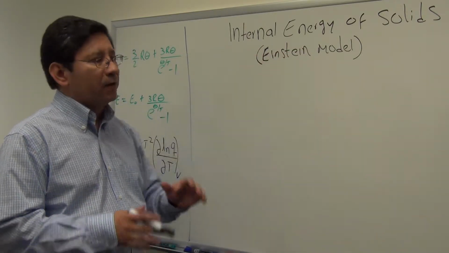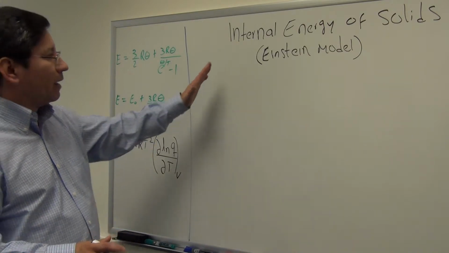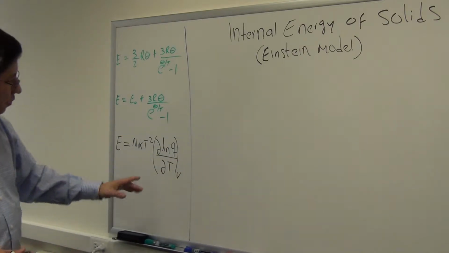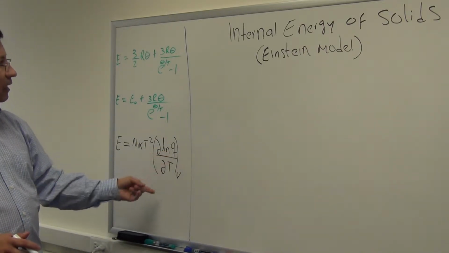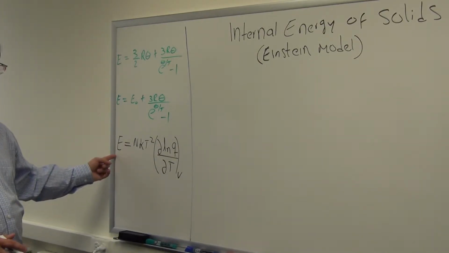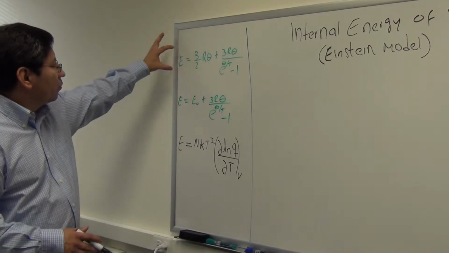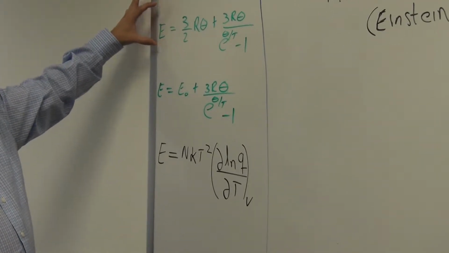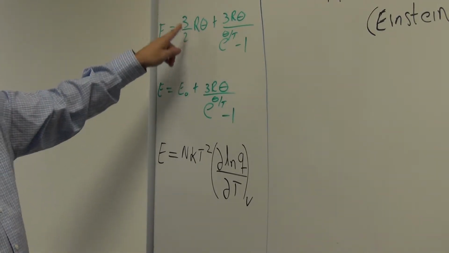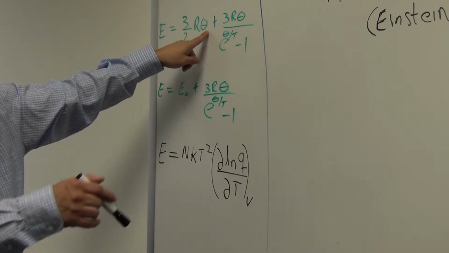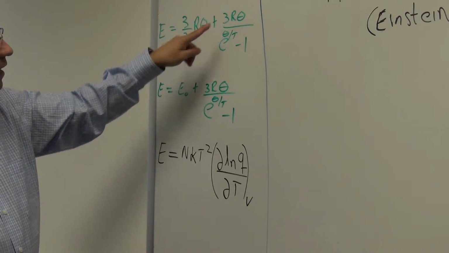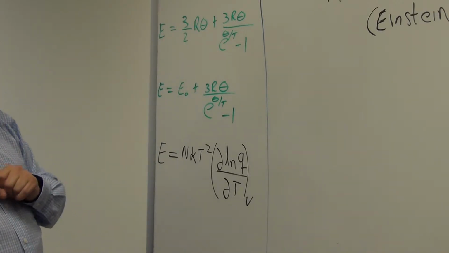And in class, we will have the opportunity to discuss the assumptions made by Einstein in his modeling of solids. For now, we're just going to talk about the mathematics associated with the model and how we can use that mathematics to get an expression for Q. And knowing Q, then we should be able to get an expression for the energy of the solid. In the end, we want to get at this particular result, where the energy is equal to 3/2 R theta, R being the ideal gas constant, and theta will be defined later. It's called the Einstein temperature of the solid, plus 3R theta over e to the theta over T minus 1.